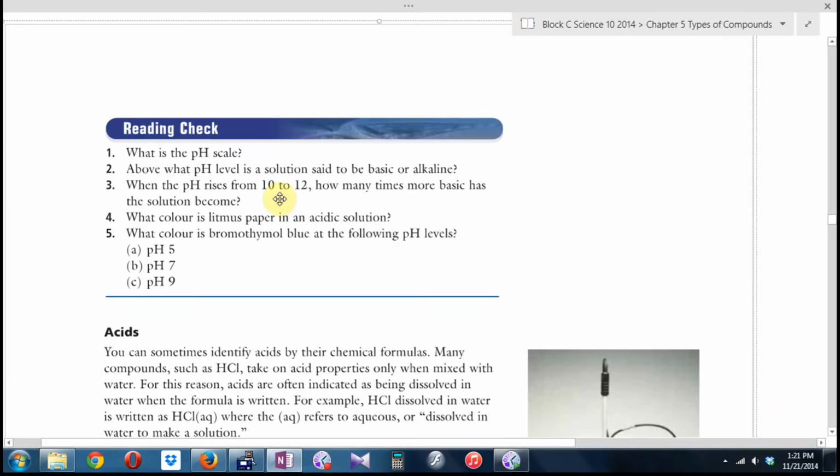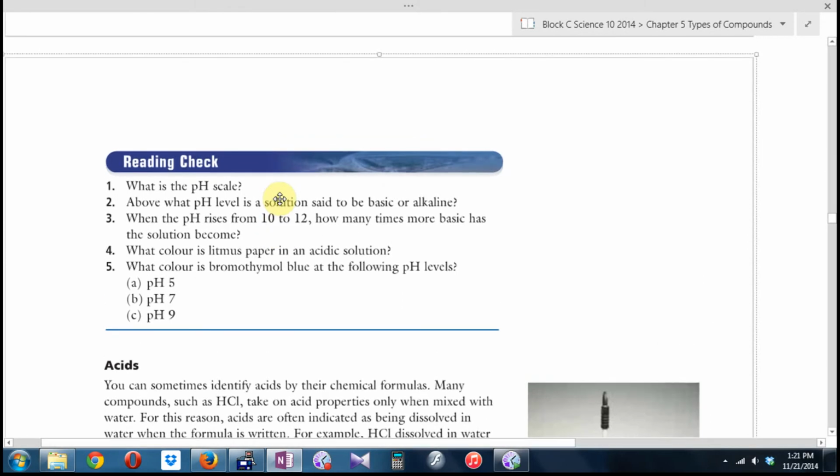So, folks, back here now. What did you say? What is the pH scale? Alex? What is the pH scale? A scale that shows acidity and alkalinity. Okay. Acidity and basicness. Okay? Key idea, above what pH level is a solution said to be basic or alkaline?